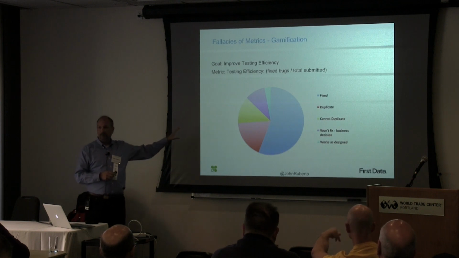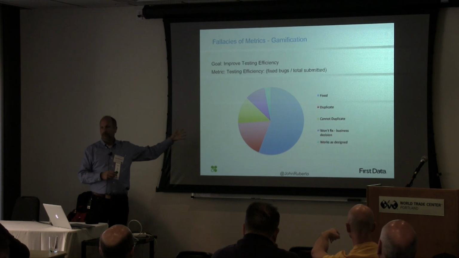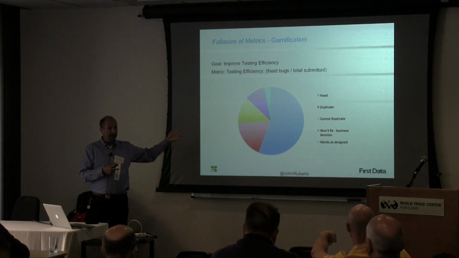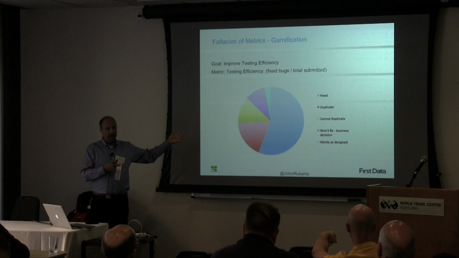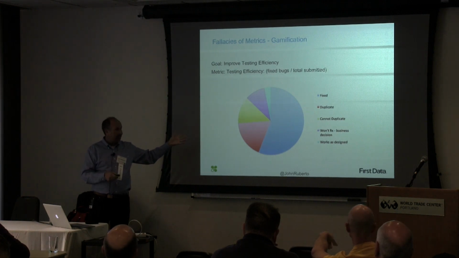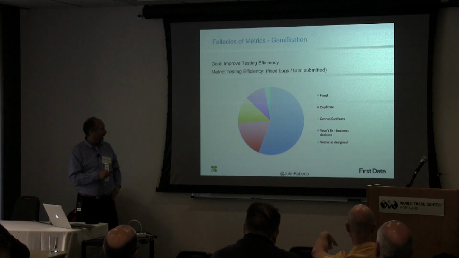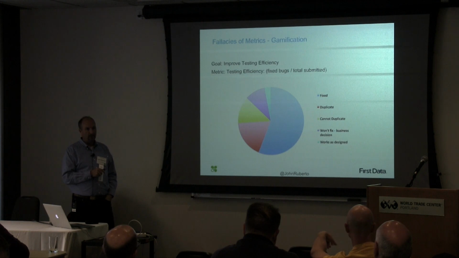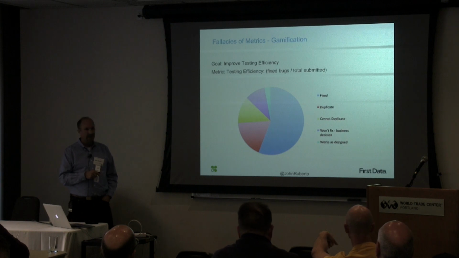Yeah, and more of a comment. The scenario that this particular graph shows is about 40% of the bugs are waste, if you will. We didn't consider this a great picture. This was the before. I don't actually have the after picture, but we got it to about 80% of the bugs reported were fixed, and the other 20% were still mostly in the business decision and works-in-design kind of category.